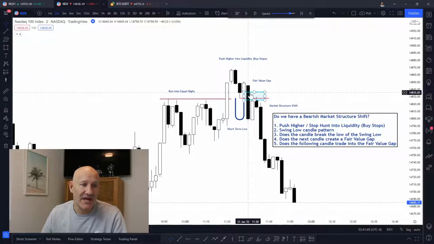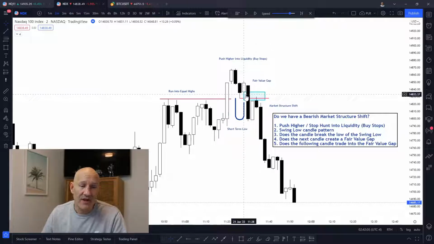So we have our 3 candle formation. We have the first candle, the second candle, and the third candle. And so the fair value gap is formed between the low of the first candle and the high of the third candle, across the body of the second candle. So we have that fair value gap pattern formed.